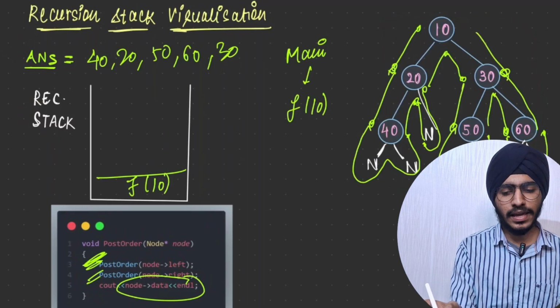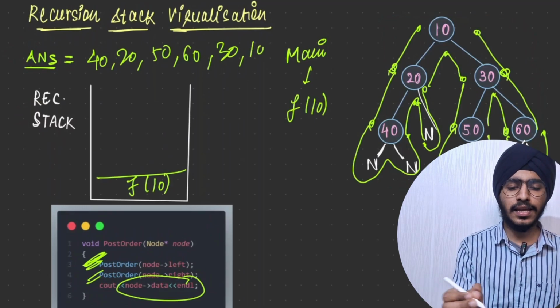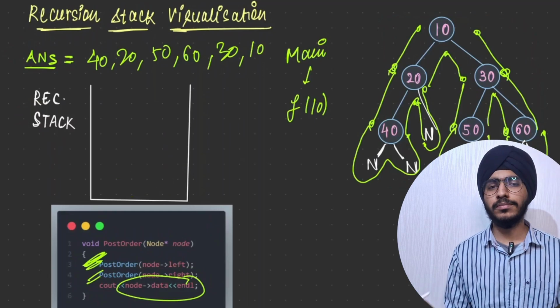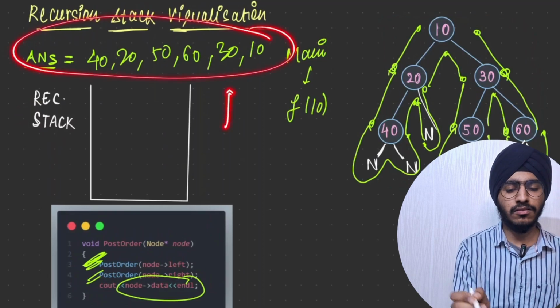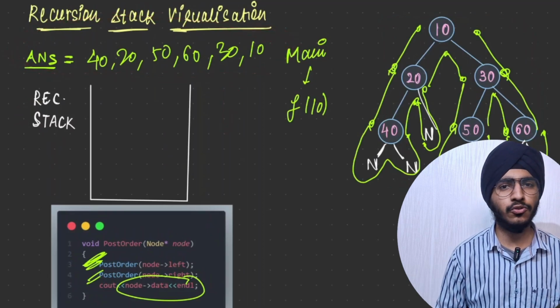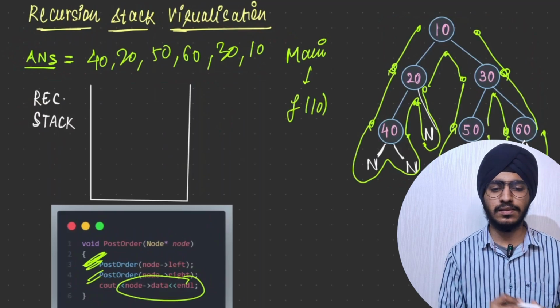Then we will come back to 10, 10 will say left is completed, right is also completed, write the 10 and pop it also out from the stack, and finally we got the post order traversal of the binary tree here. So this is a post order traversal. Now time to jump to the code of post order traversal.